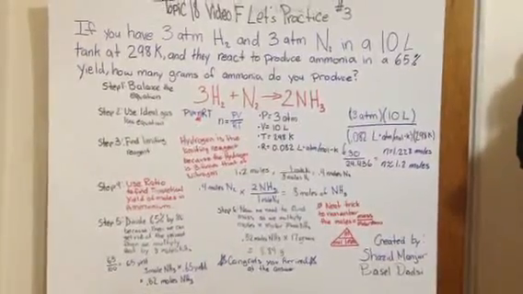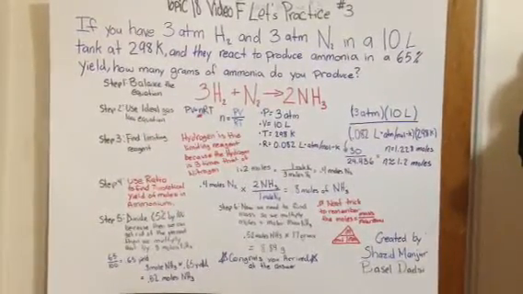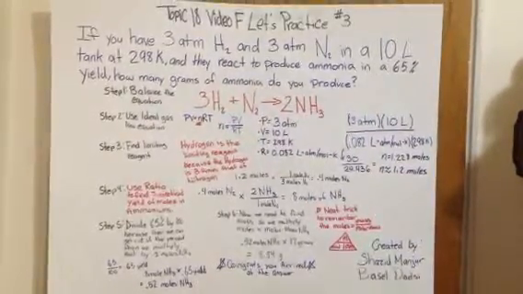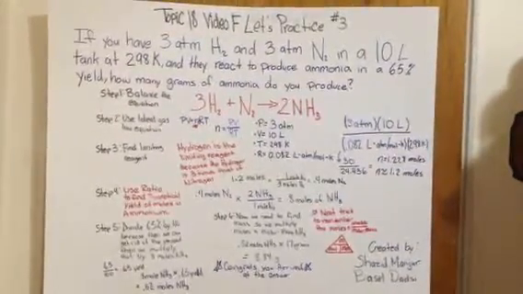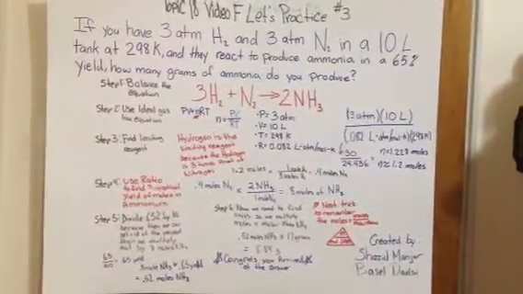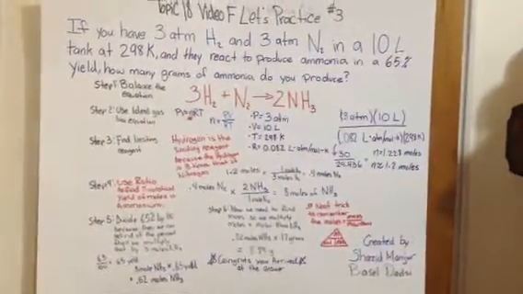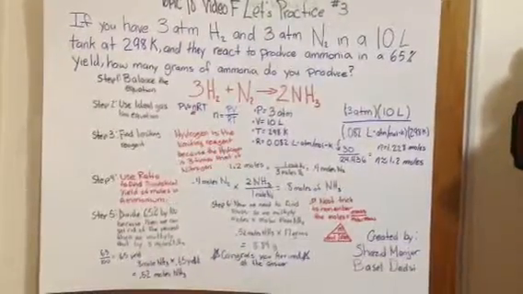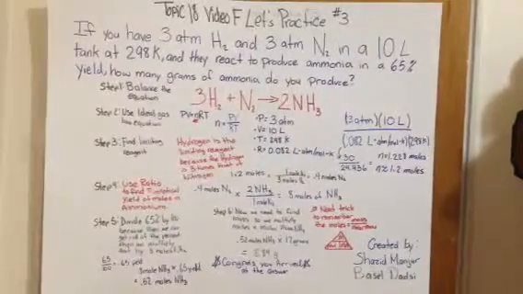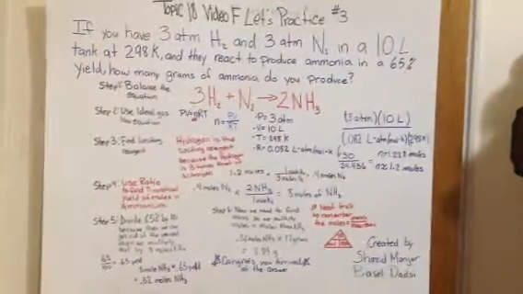But we are not done yet, because we now have to answer the question, which wants us to find out how many grams of ammonia we produce. In order to do that, we multiply moles times the molar mass to get the mass, which is 0.52 moles of ammonia times 17 grams per mole of ammonia to get 8.84 grams.